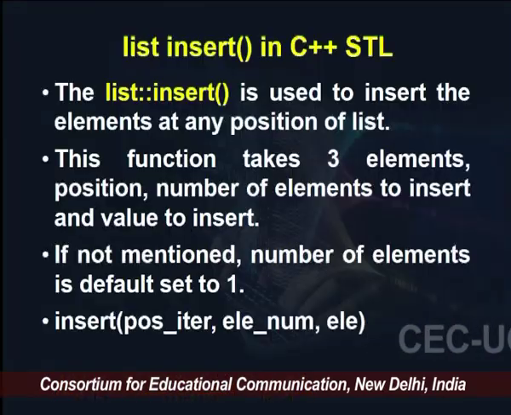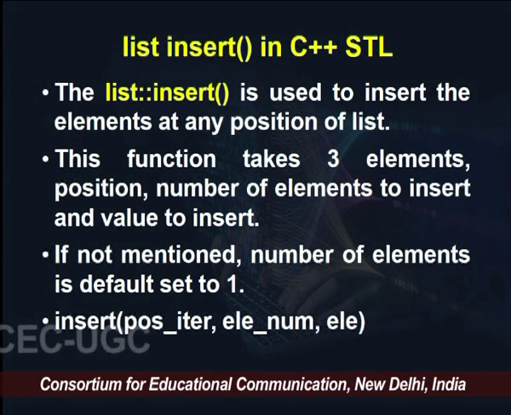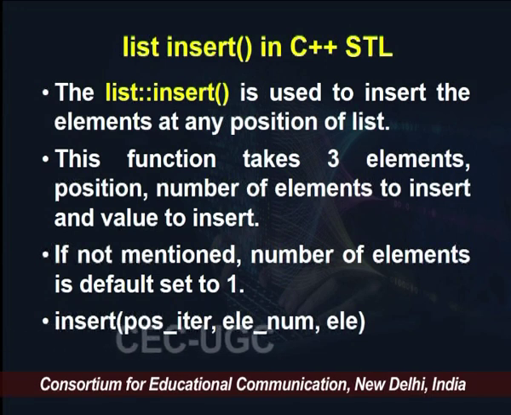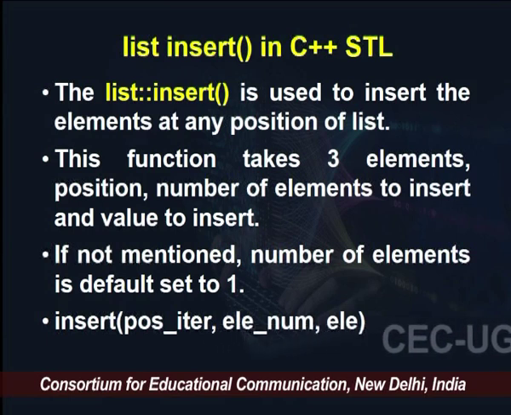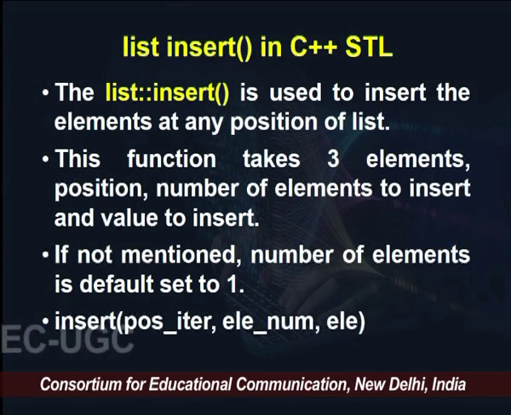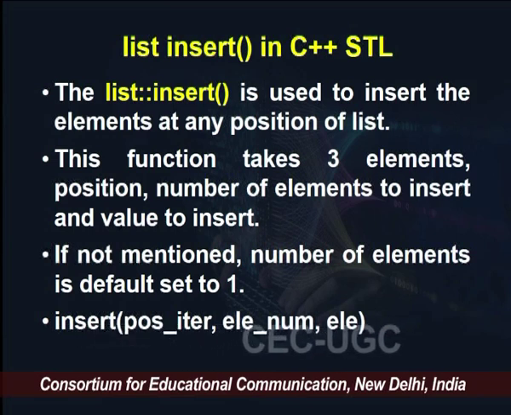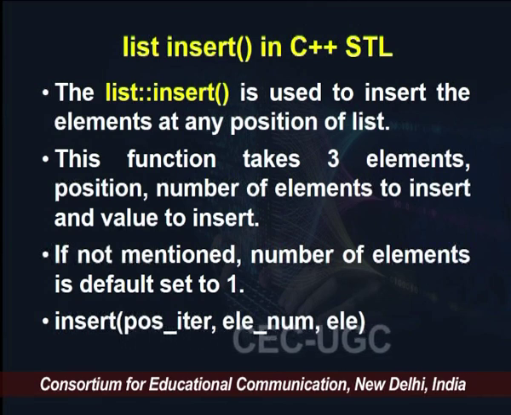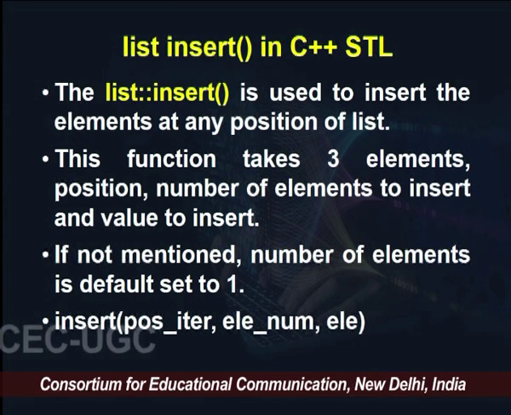So let us begin. First of all, let us take the operation insert. This is the list insert operation which, as the name indicates, is used to insert an element at any position of the list. When we talk about push front or push back, we are talking about a particular position. Here it could be any position. So list insert is used to insert elements at any position of the list, and this function basically takes three parameters. One is the position, that is, at which position you want to insert; second, how many elements you want to insert; and third, the values which you want to insert. If the number of elements is not mentioned, by default it is taken as 1.